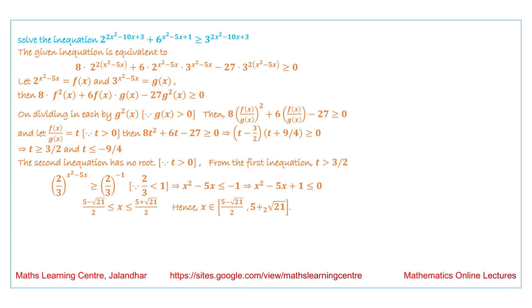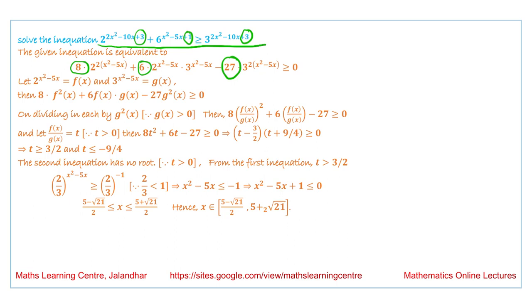Next is solve the inequation. This inequation is given to us. So we can write this equation with power 3 over here, corresponding to 3 we get 8, corresponding to 1 we get 6, and corresponding to this 3 we get 27 over here. So this equation we can write in this form.